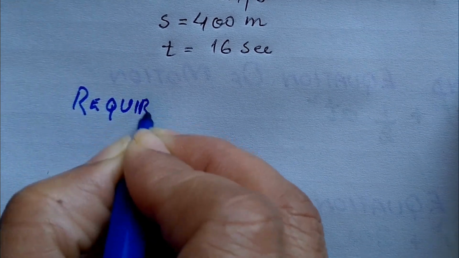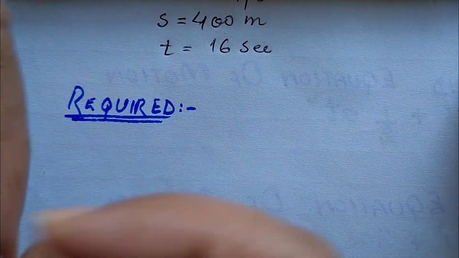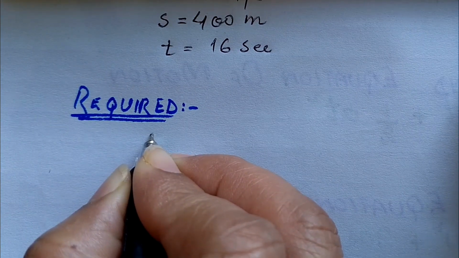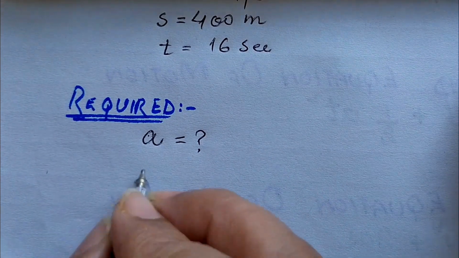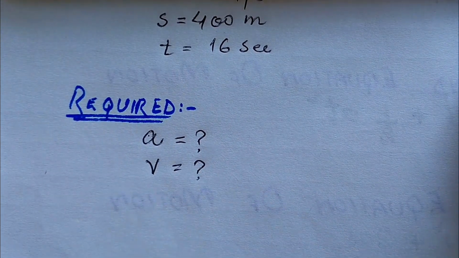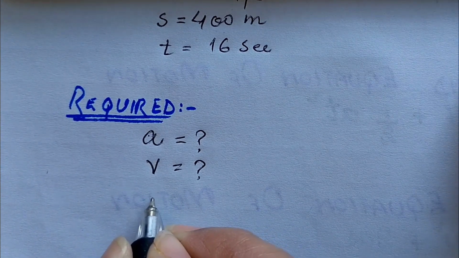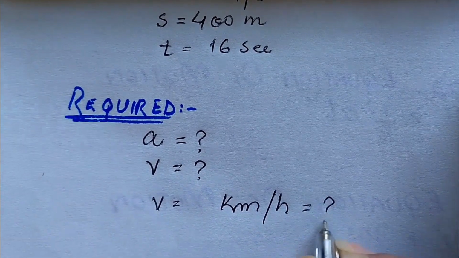What is required in the question? First we have to find the acceleration, then the final velocity, and the velocity in kilometer per hour, right? Our requirement A is acceleration, B is velocity, and C is velocity in kilometer per hour. So first we find the velocity in meter per second and then we will convert this meter per second into kilometer per hour. So let's start the calculation work.